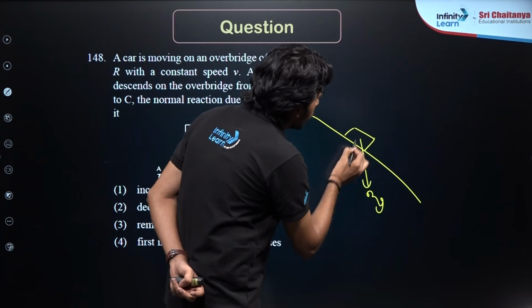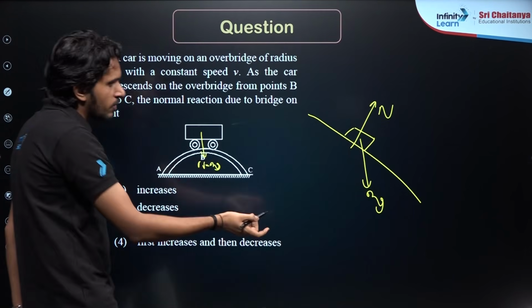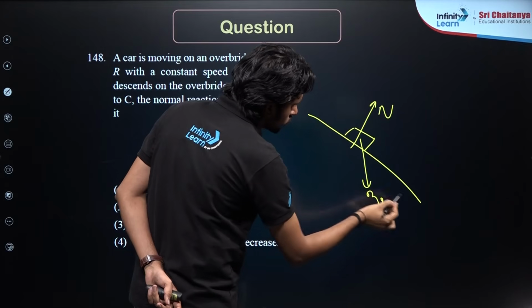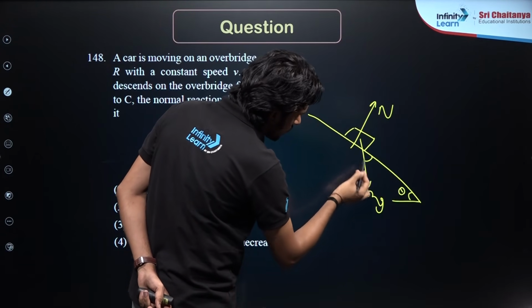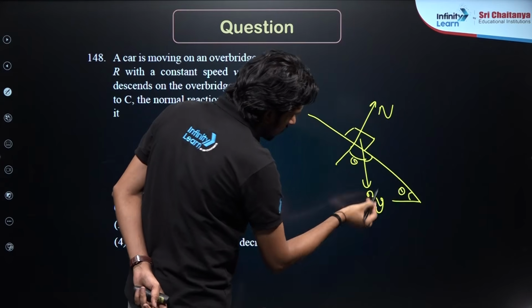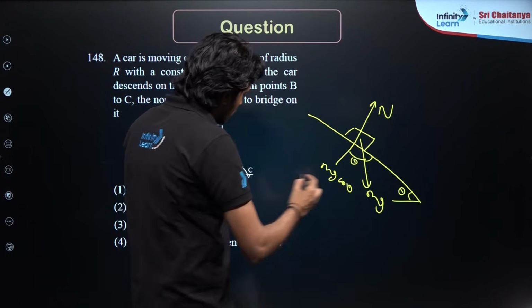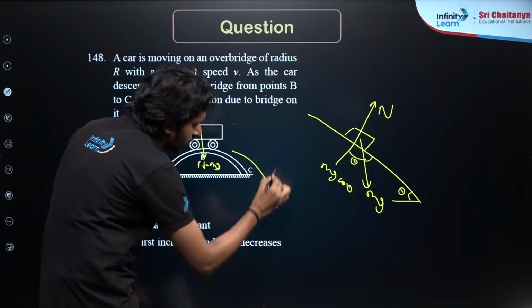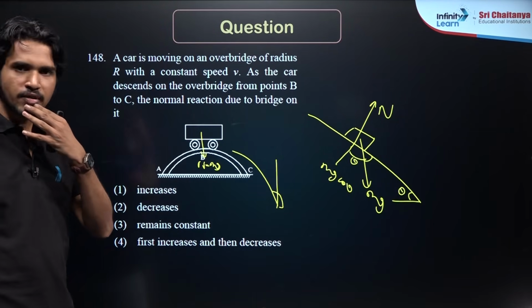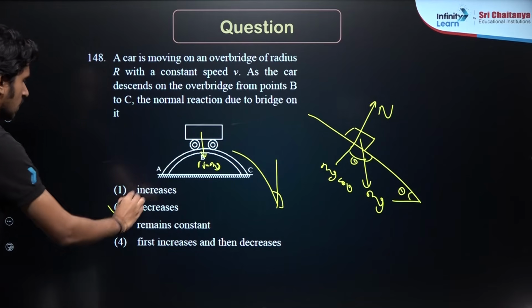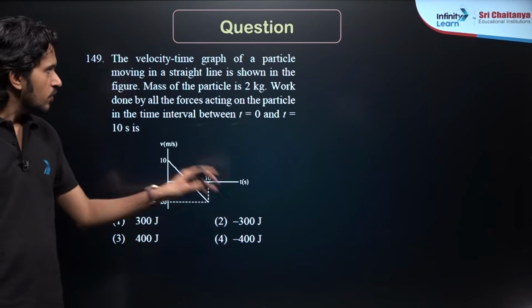Okay. Normal is in this direction. So that normal was initially mg, but now that is mg cos theta. If this angle is theta, this is 90 minus theta, this angle is also theta. Mg cos theta. That means now if that becomes parallel, then normal will be 0, if theta becomes 90 degree. So it decreases. Option number 2. Okay. Then we have the next problem.